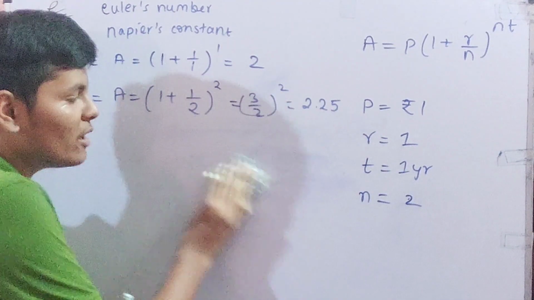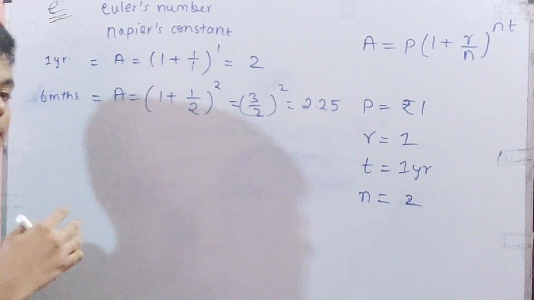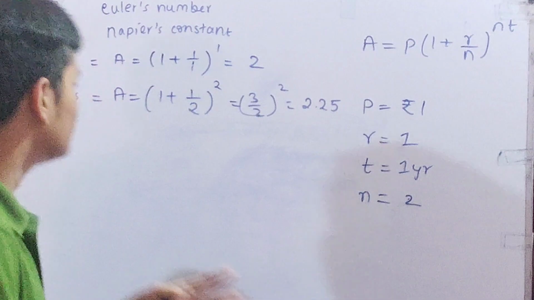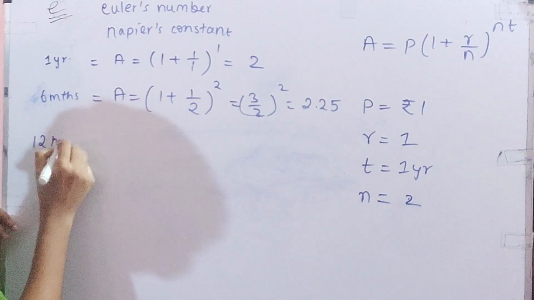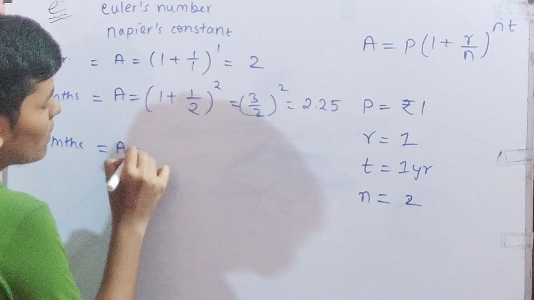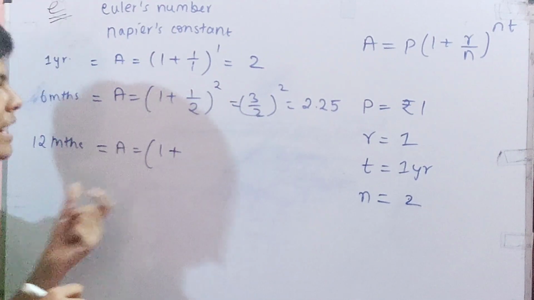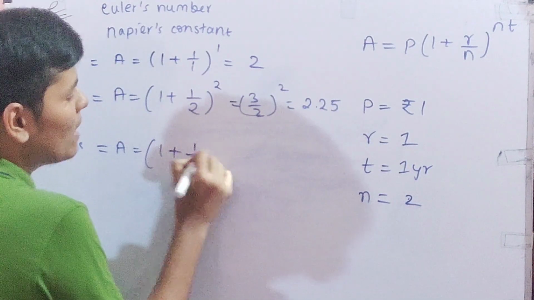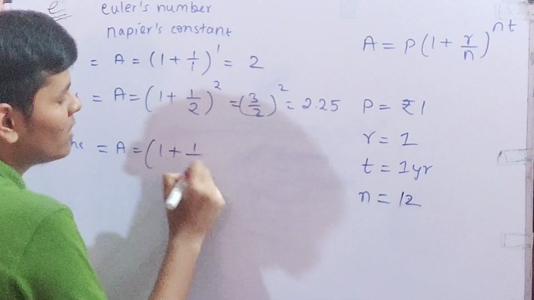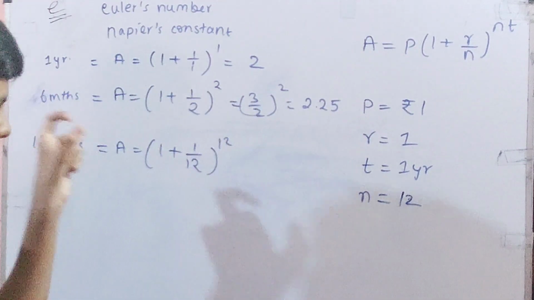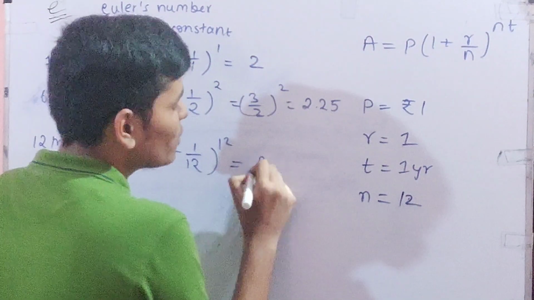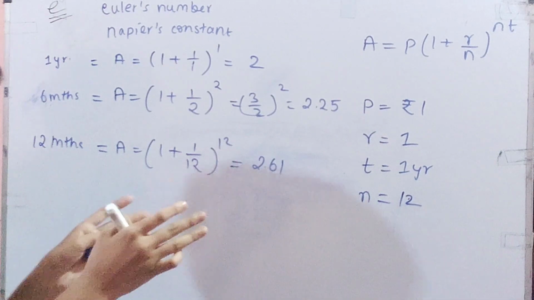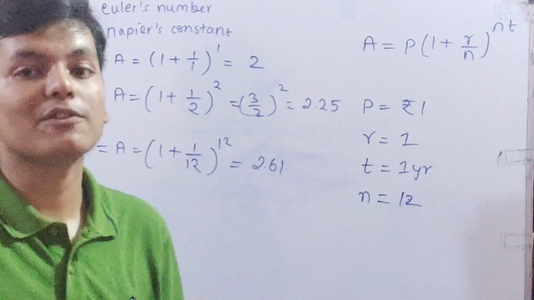Now suppose instead of doing it every 6 months, the bank compounds your deposit every month. Then n will become 12. Then A becomes 1 plus 1 by n, here the n value becomes 12, to the power 12. Why am I not writing P? Because P is the principal value, that is 1. After calculating, we will get 2.61 something. This will be the value when your 1 rupee is compounded every month for 1 year.